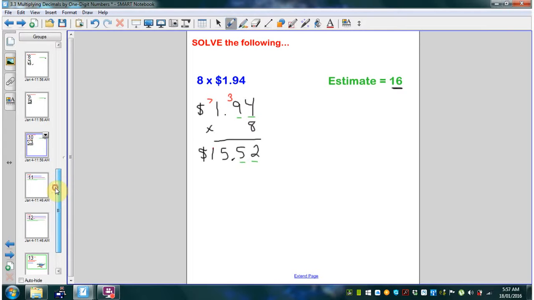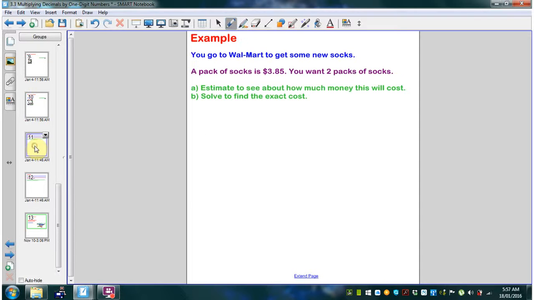Okay, now 2 more examples before we get to our practice work, and they're both word problems. So example, I want you to pause and write this down. When you're ready, we'll come back and read it over together and then complete it.